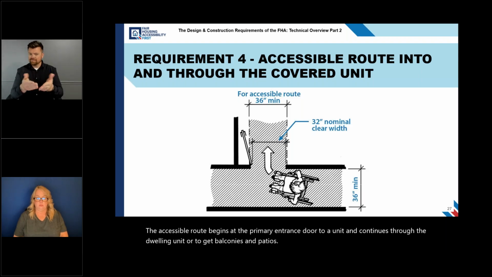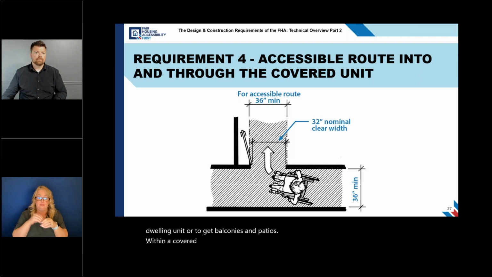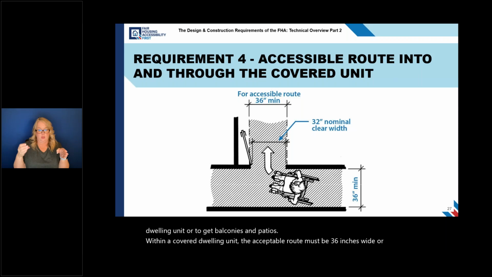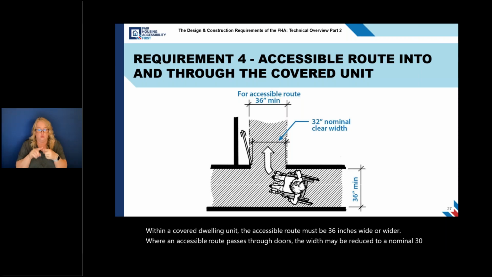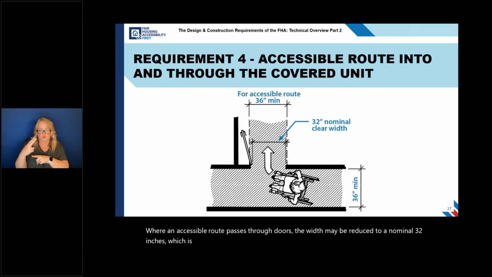Within a covered dwelling unit, the accessible route must be 36 inches wide or wider. Where an accessible route passes through doors, the width may be reduced to a nominal 32 inches, which is between 31 and 5/8 of an inch to 32 inches.